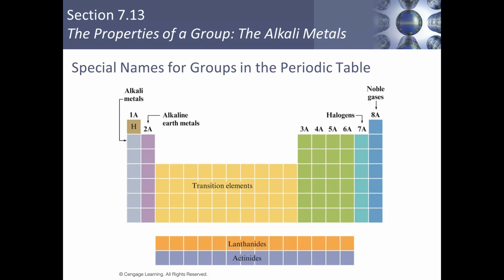Group 1A, excluding hydrogen, are the alkali metals. Group 2A are the alkali earth metals. Group 7A are the halogens. Group 8A are the noble gases. Down at the bottom of the periodic table, we have the lanthanide and actinide series. That center portion are the transition elements.